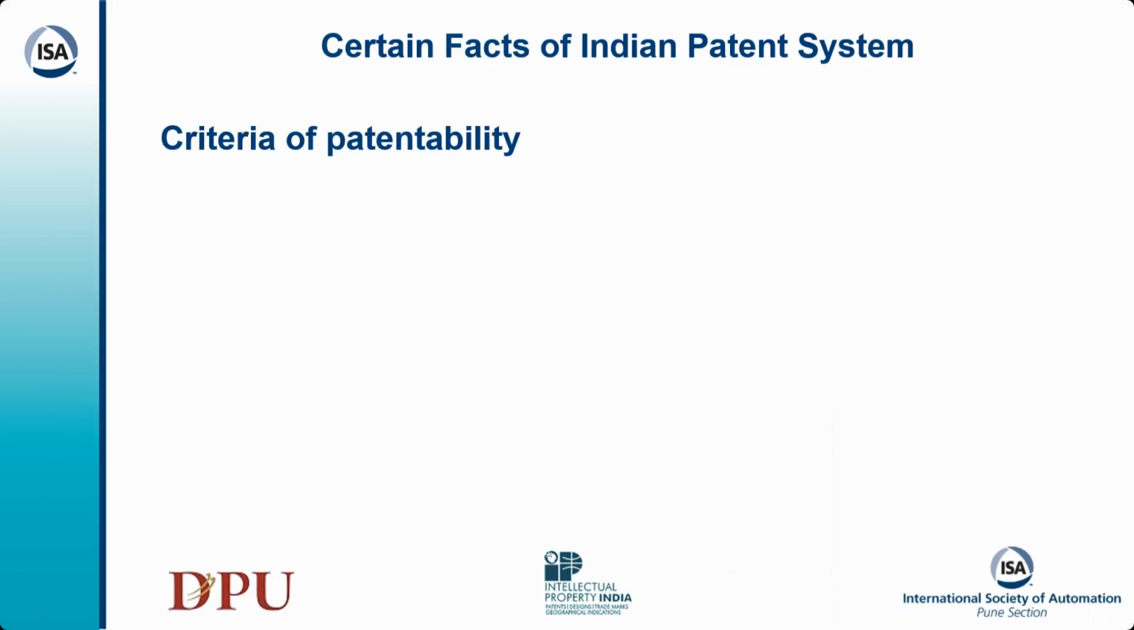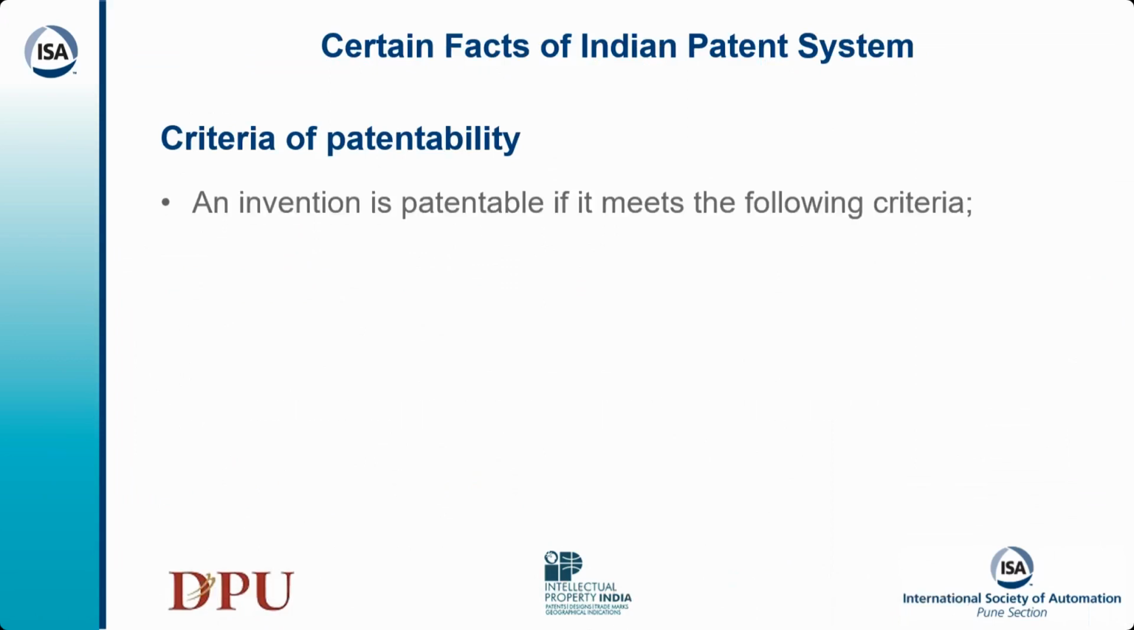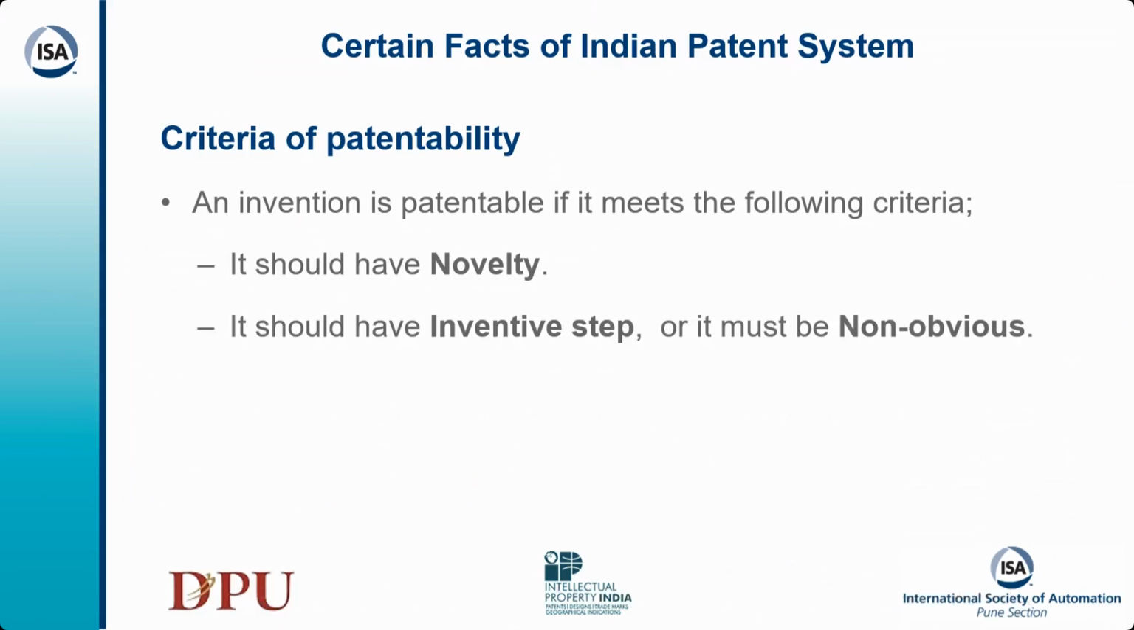Now, certain facts. What is the criteria? Many people ask what is the criteria for patentability, and that criteria is very important whenever you are to file the patent. An invention basically is patentable if it meets the following criteria. First, which is very, very important, it should have novelty. The invention that you are going to patent must have novelty. This is a very important primary condition for the patent.